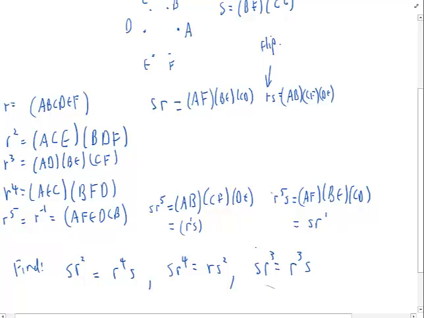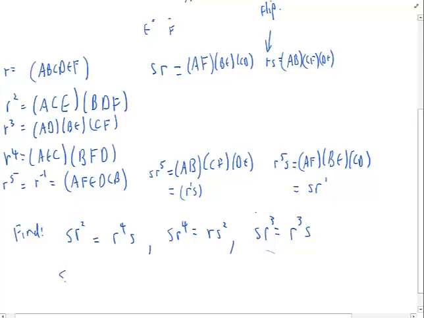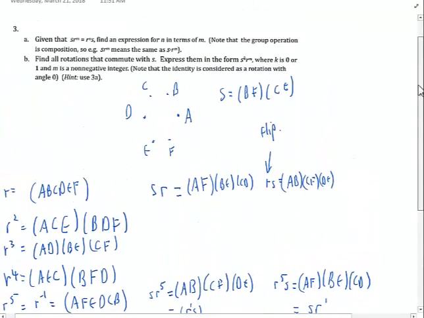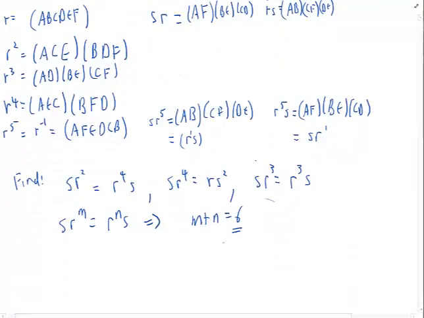Okay. So you have r to the fifth s equals sr to the first, sr to the squared equals r squared s, and so on. So the relation seems to be, if we have sr to the m equals r to the n s, that implies that m plus n is equal to 6. Now remember, if you have r to the sixth, that's the identity. So this relation kind of makes sense. So in this case, we have n equals 6 minus m.